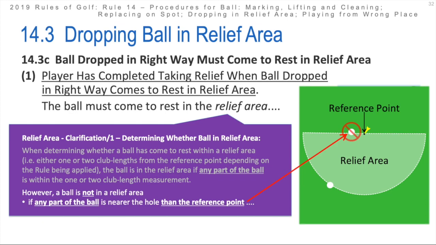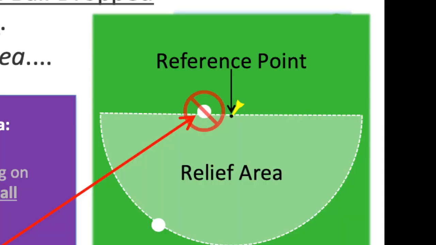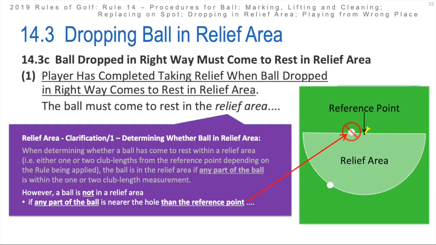But remember, we have this reference point that we use depending on the rule. What constitutes the reference point is going to be a little bit different depending on the rule you're operating under. But typically, when we drop, we aren't going to be allowed to go closer to the hole than the reference point. So this diagram here shows that even though the ball is in the relief area per the clarification we just talked about, because part of that ball is closer than the reference point, that would not be allowed. That would be violating one of the conditions, which is we can't go closer to the hole.